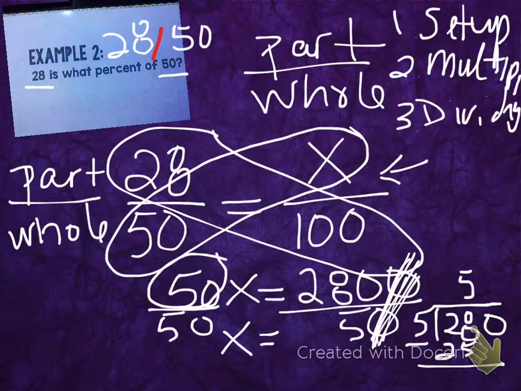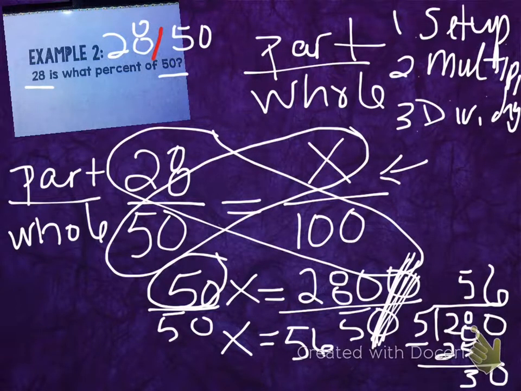28 minus 25 is 3. Bring down my 0. How many times can 5 go into 30? 5 can go into 30 6 times. So my actual percent is going to be 56.